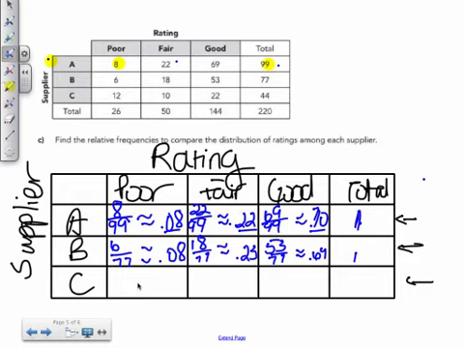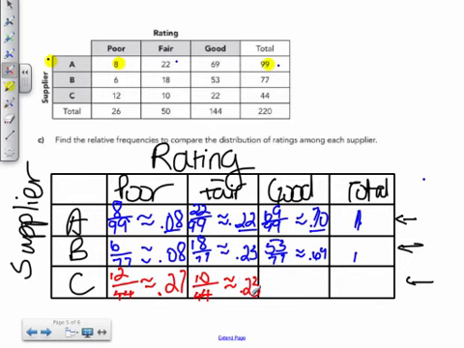Okay, so you should end up getting that since there were 12 supplier C items that were rated as poor, out of 44 items total, that would mean that you would have about 0.27, which means 27% of supplier C items were rated as poor. All right, so the next one would be 10 out of 44, so you end up getting about 0.23.